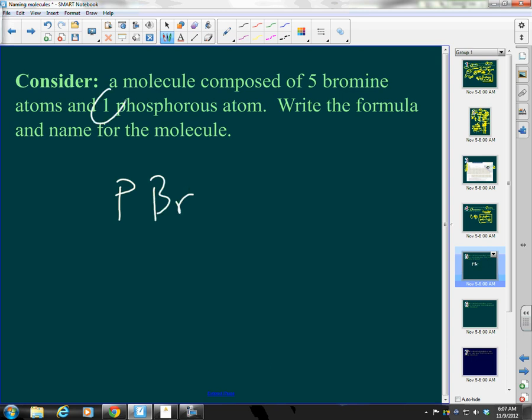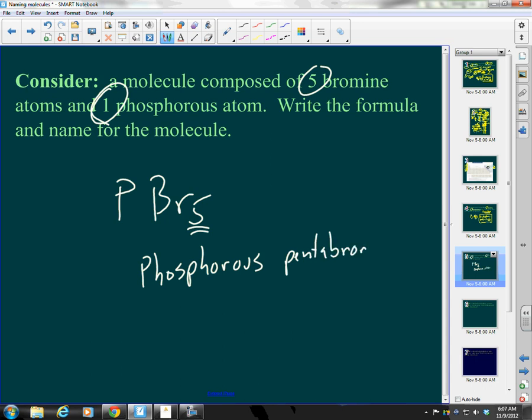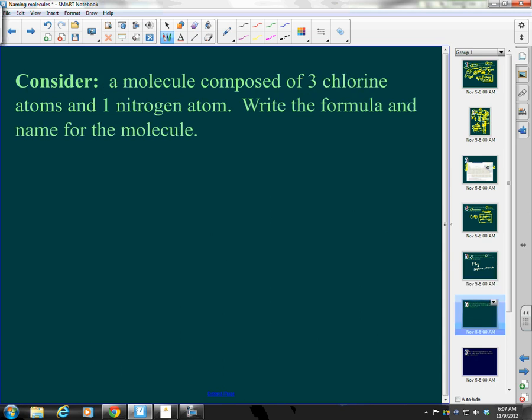How many phosphoruses do I have? I have 1. How many bromines do I have? I have 5. Since I have 1, I don't write down the 1. So what do we write here? Phosphorus pentabromide. There we go. Phosphorus pentabromide. Next. Let's try one more.